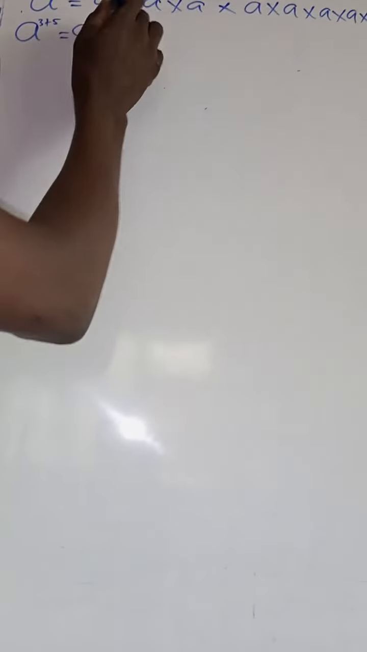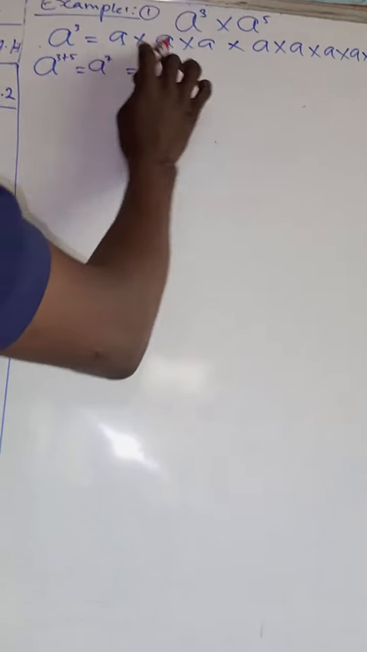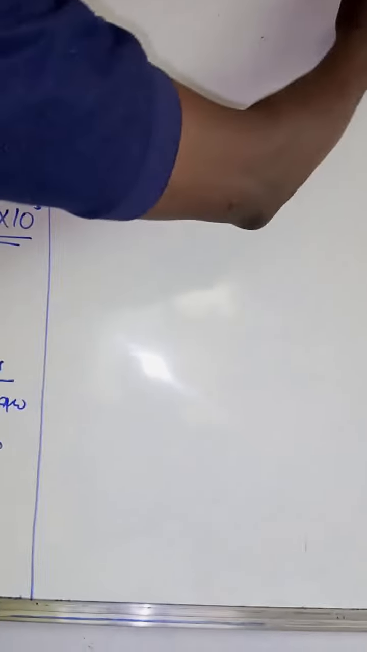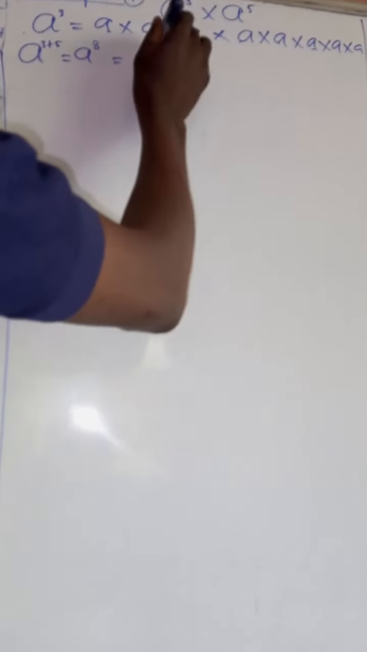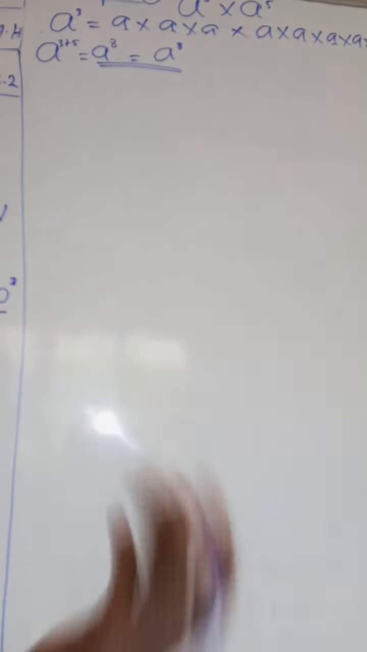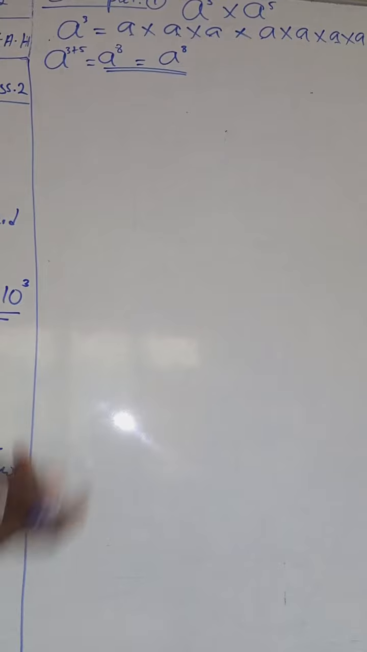Now let's put all these a's together and count them: 1, 2, 3, 4, 5, 6, 7, 8. So it will be a raised to power 8, which is the same thing. And that's how they get it. There is no magic in the law.